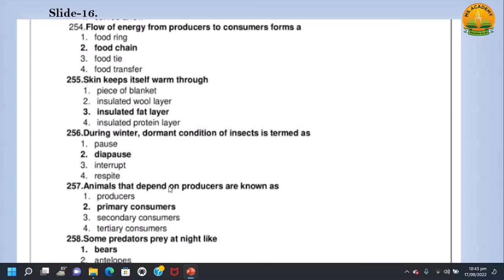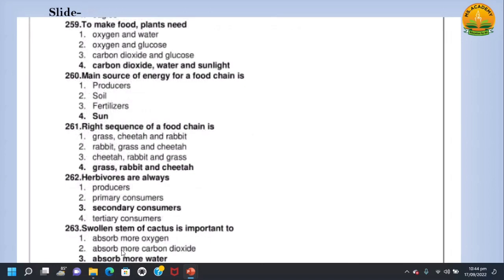Animals that depend on producers are known as, right option is 2, primary consumers. Some predators prey at night like, right option is 1, bears. To make food plant need, right option is 1, carbon dioxide, water and sunlight. Main source of energy for a food chain is, right option is 4, sun. Right sequence of a food chain is, right option is 4, grass, rabbit and cheetah.